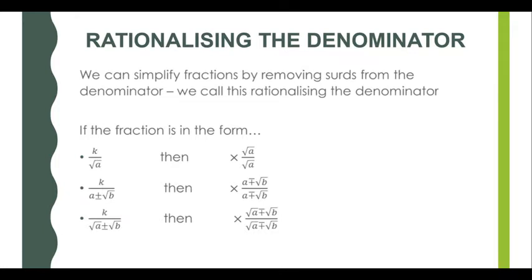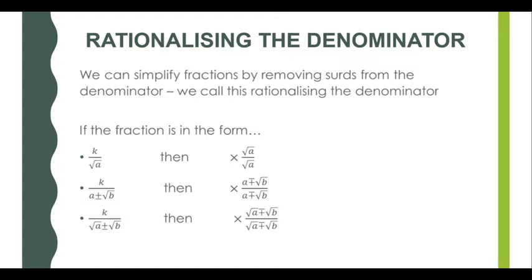We can simplify fractions by removing the surds from the denominator. We call this rationalising the denominator. If the fraction is in the form k over root a, then we multiply the top and the bottom by root a.